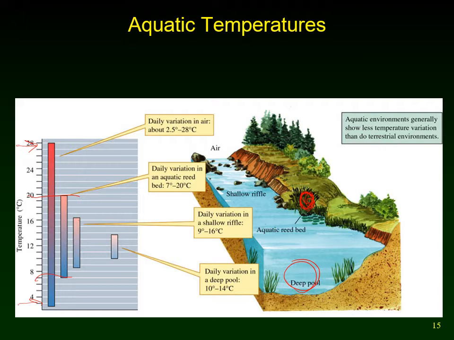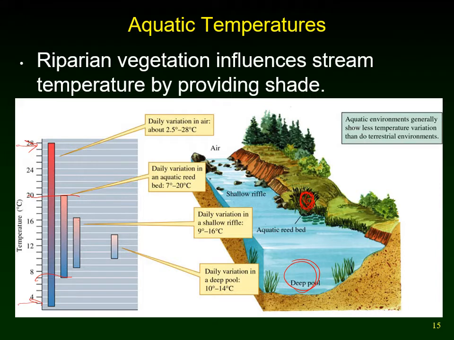So we're seeing the daily variation is somewhere closer to 4 or 5 degrees instead of this broad variation we saw of something around 24 degrees over the course of the day. So these deep pool environments are nice and cool and stable compared to the rest of the environments around it. So riparian vegetation influences the stream temperature by providing this shade.